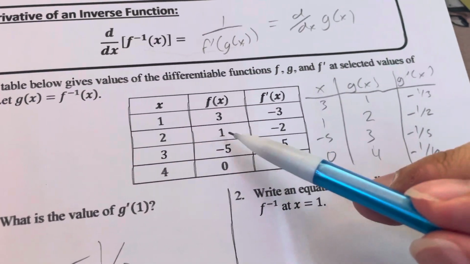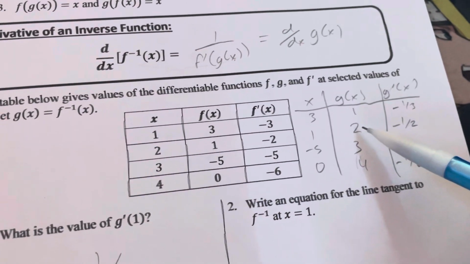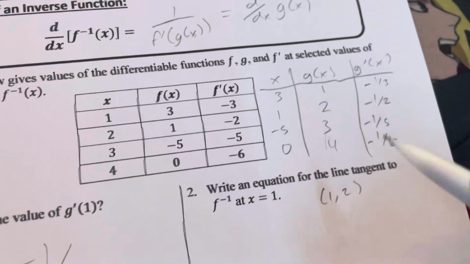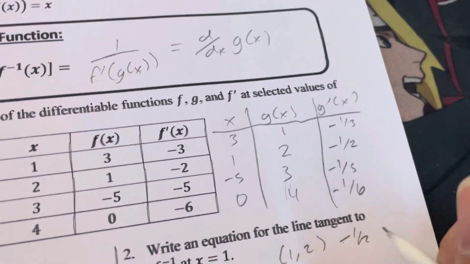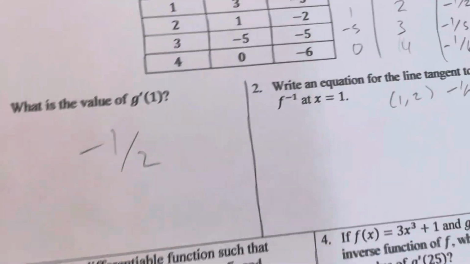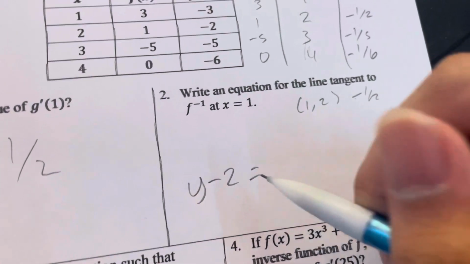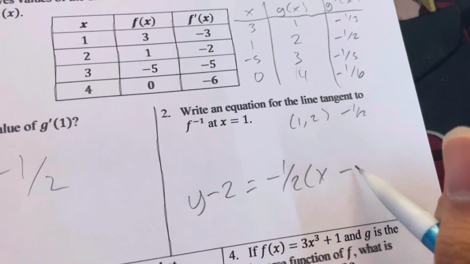Write an equation for the line tangent to the inverse of f at x equals 1. So inverse of f at x equals 1, so we're looking at the middle column at x equals 1. So our point right here is 1, 2, and our slope is -1/2. So knowing the point and the slope, we just plug it into the point slope formula. Y minus 2 equals the slope, -1/2, multiplied by x minus 1.